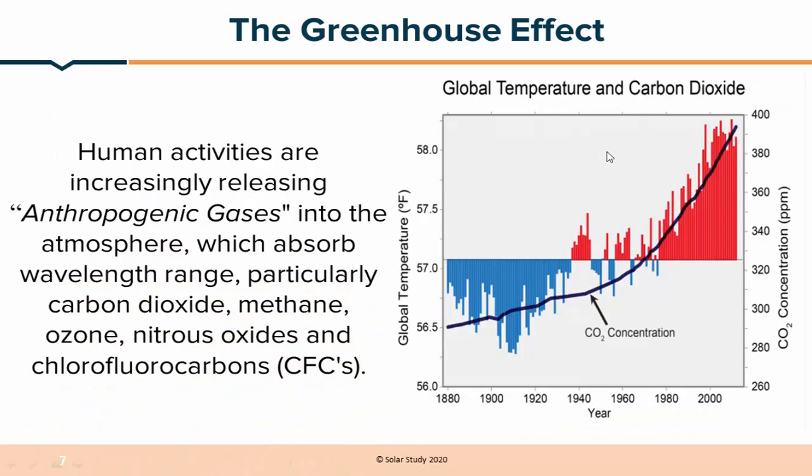In this figure you can see how the concentration of carbon dioxide has increased globally over a lot of time. In 1880 the concentration was about 320 ppm. This is indicated in the blue color. And the global temperature was around 57 degrees Fahrenheit.